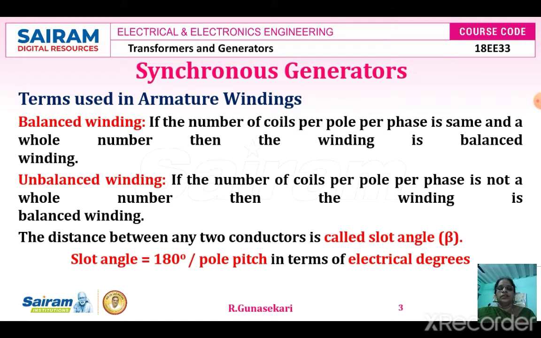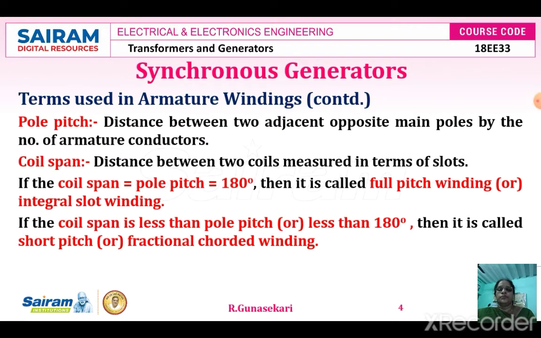Then the distance between any two conductors is called the slot angle, which is denoted by beta. The slot angle formula is equal to 180 degrees divided by pole pitch. The unit of slot angle is electrical degrees. For balanced winding, I told you it is a whole number, that means 3 or 6 or 9, like this. Unbalanced means it is not a whole number.